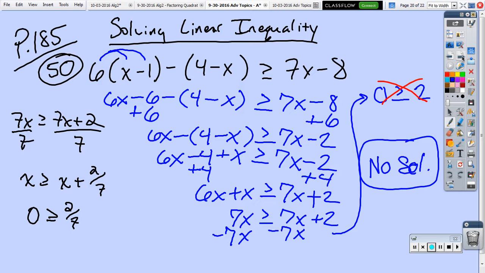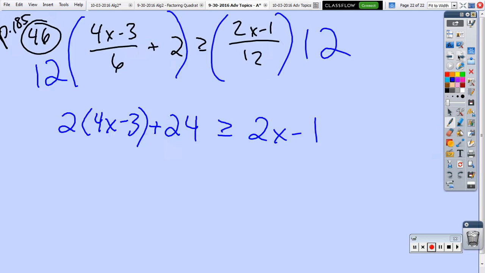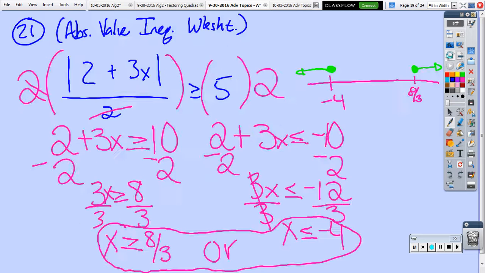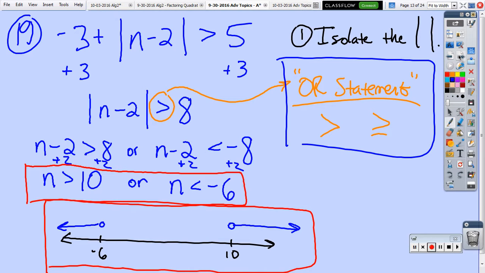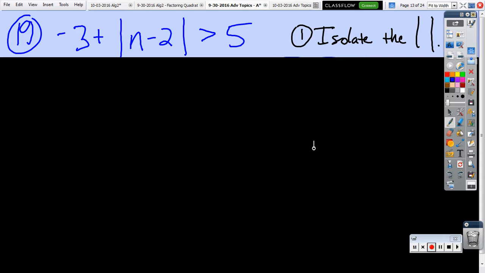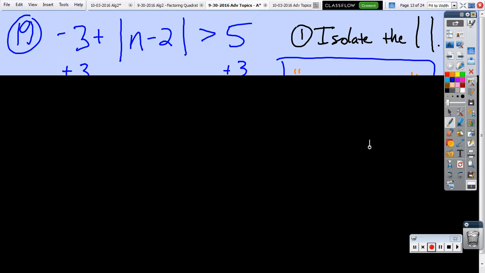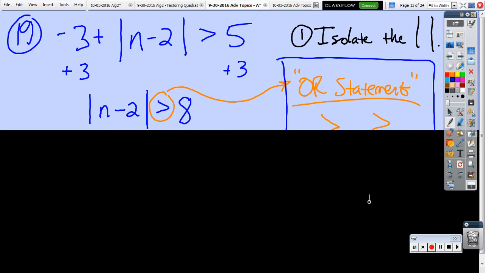I think someone said something about number 21 or 19. 19 was this one here: negative 3 plus the absolute value of n minus 2 is greater than 5. The first step is to isolate the absolute value with the bars. To do that, I'm going to add 3 to each side, and I get the absolute value of n minus 2 is greater than 8.